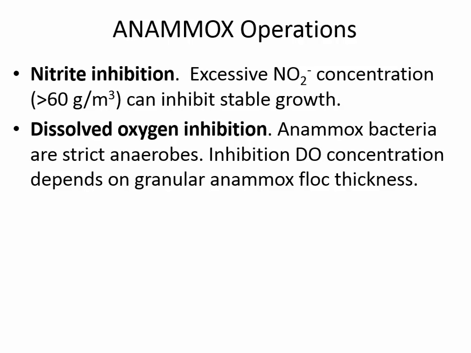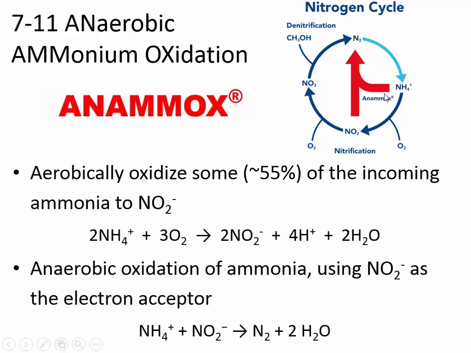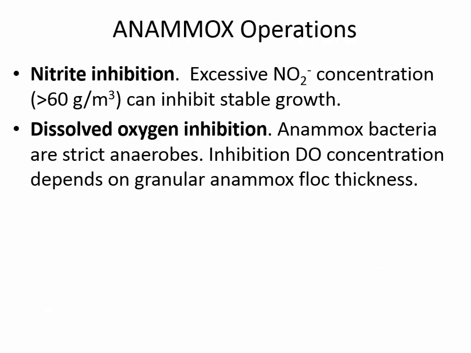Some of the operational issues that come into play when you're utilizing this technology is that if there's too much nitrite, then it can inhibit growth. That's a little bit counterintuitive because remember, it's nitrite that it's using as food. So let's take a look at this. In the first stage, you're converting some ammonium to nitrite. But if too much of it builds up in solution, like in the aeration tank, then it can inhibit the reaction. So the concentration shouldn't go above 60 grams per cubic meter.